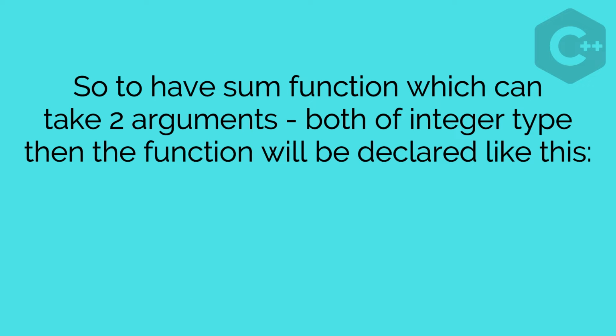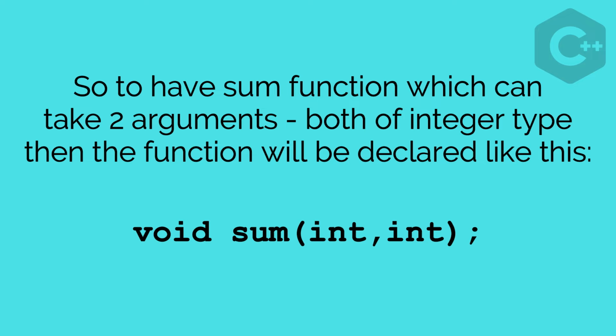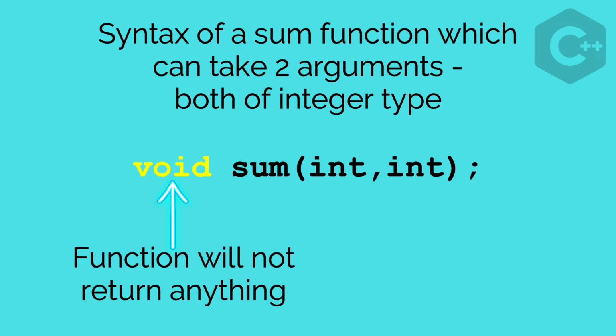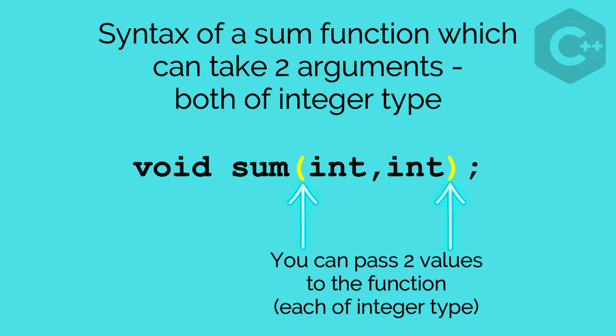So if I want to have a function sum which can take two arguments, both of integer type, then I will declare the function with the following syntax. I'll say void sum, and inside the parentheses I will write int comma int. So there are two integers passed. So here the function's name is sum. This void represents that this function will not return anything, and inside these parentheses shows that you can pass two values to the function and each of integer type.